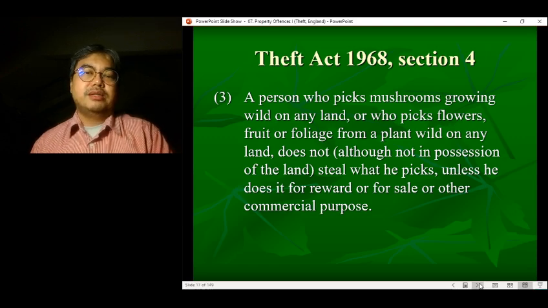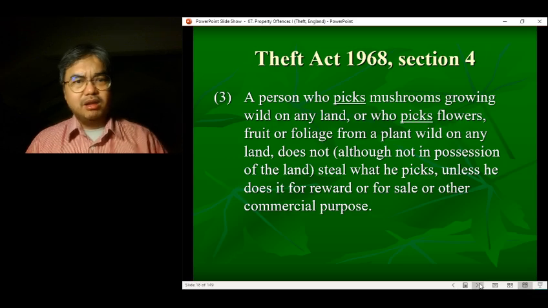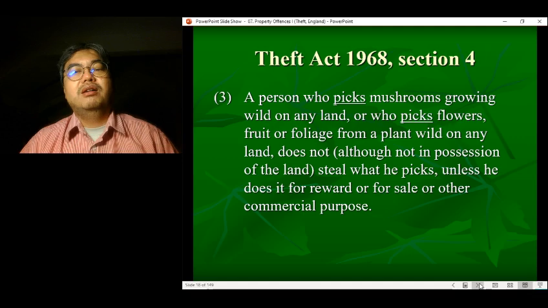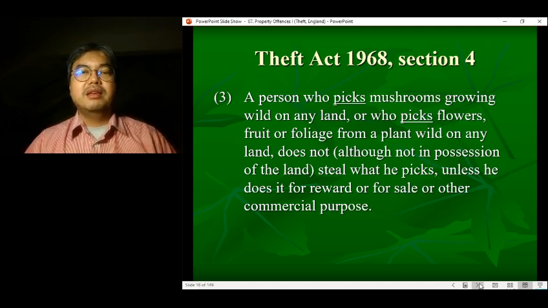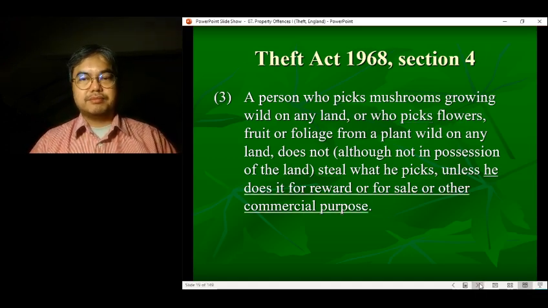Subsection 3 of section 4 provides that anyone who picks, the key word here is picking, mushrooms growing wild on any land, or picks flowers, fruit, foliage from a plant growing wild on any land, does not steal what he picks. So as long as it's growing wild, then you are not considered to be stealing, even though you're not in possession of the land. You go to somebody else's land and you can pick all these things. You'll see the exception there, unless you do it for reward or for sale or other commercial purpose.